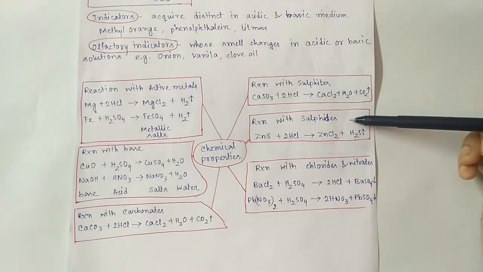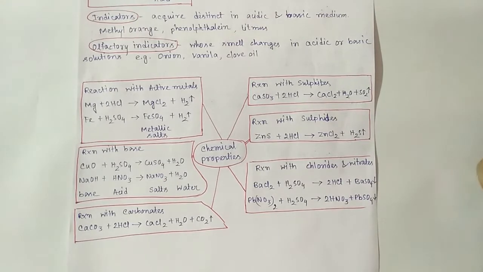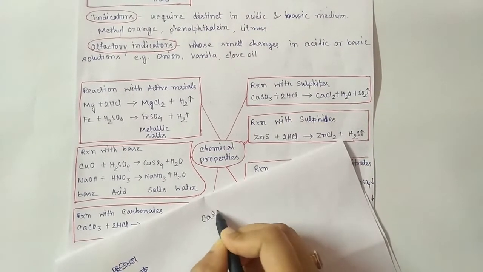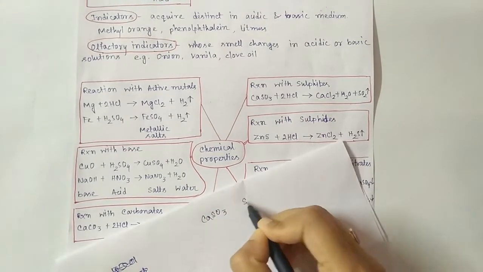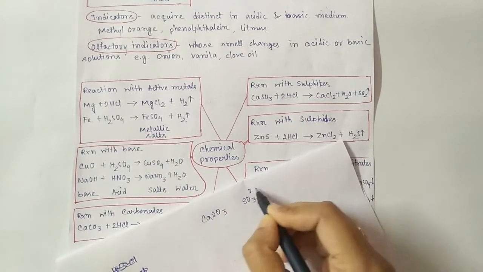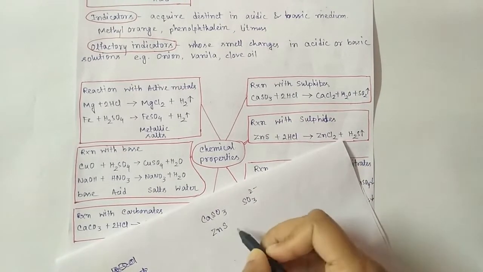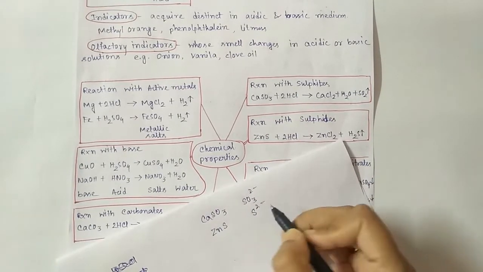Here you have to remember that in CaSO3, the ion is SO3 2-, while in sulfides like ZnS, zinc sulfide, it will be the S2- ion.